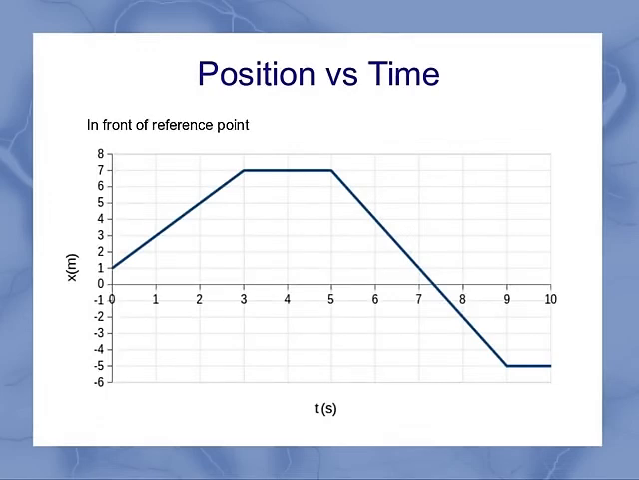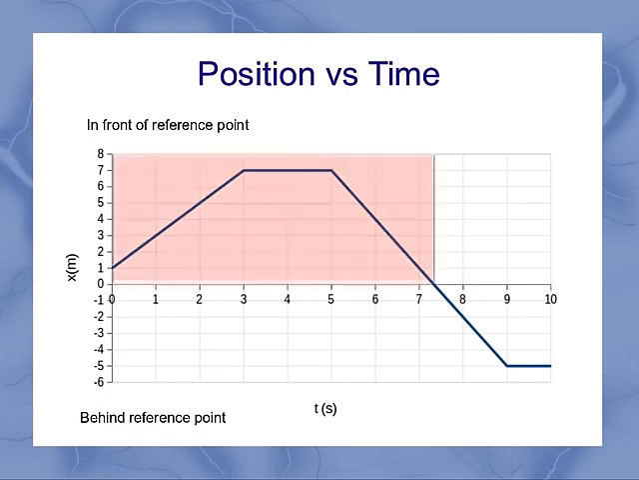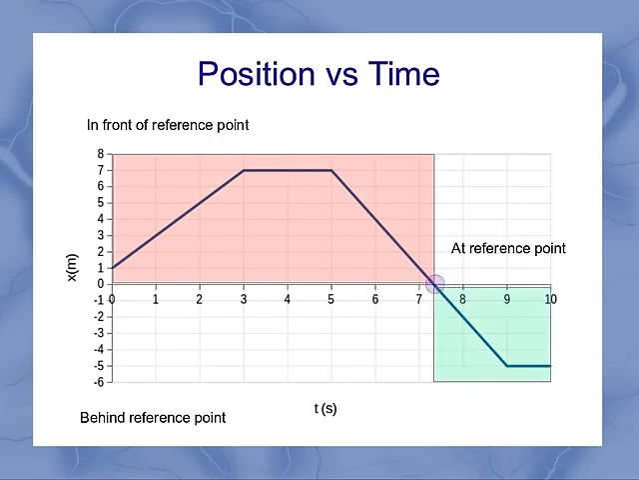And just as a reminder, positive positions means you're in front of the reference point, and negative positions means you're behind the reference point. For this graph, we've got these positions in front and these positions behind. So that means if you're at the 0 position, or you're crossing the x-axis, you're at the reference point.